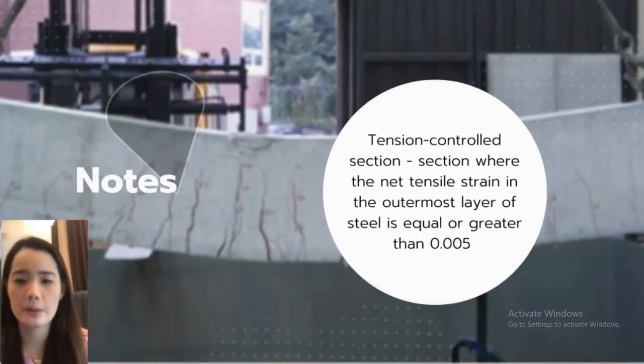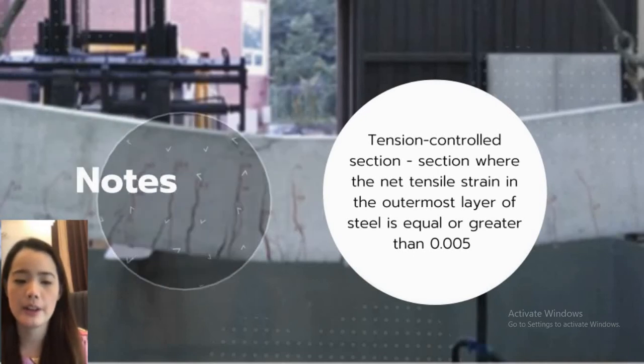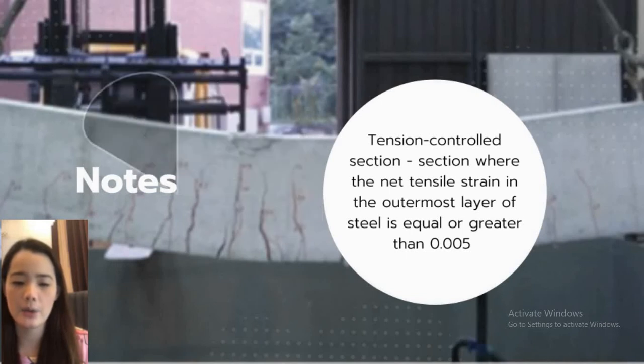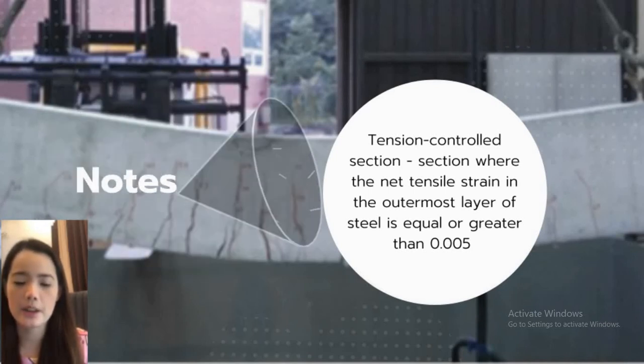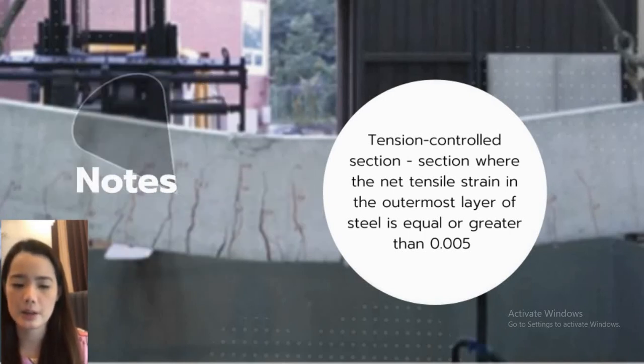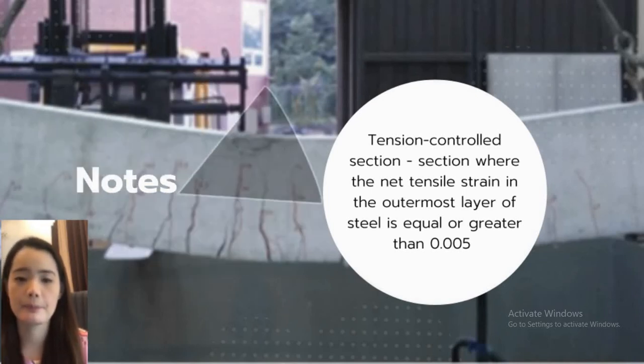Tension control section. Section where the net tensile strain in the outermost layer of steel is equal or greater than 0.005. Tension control beam or slab section. Such sections are those where the extreme tensile reinforcement steel shall attain a strain greater than or equal to 0.005 when the concrete extreme fiber in compression attains a strain of 0.003. Such design philosophy is considered to be a better option because it incorporates significant ductility into the system.